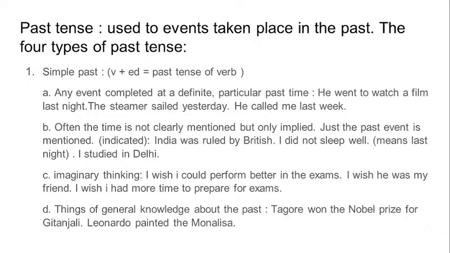See, imaginary thinking means imaginary thinking about something I wish I should have done or I could have done. There was a chance, but I did not do. You can say any missed opportunity. Any opportunity that we have missed. I wish I could perform better in the exams. See, in this, obviously the use of could is in the past tense. Could is the past tense of can.